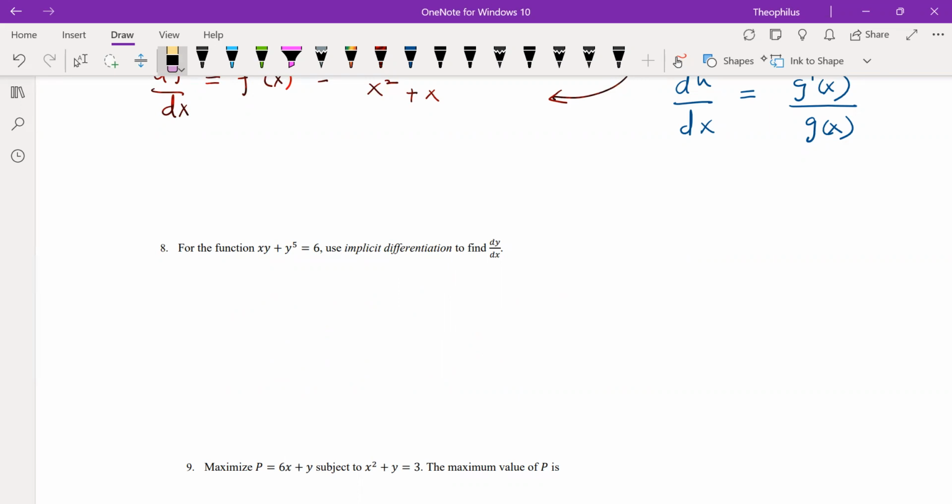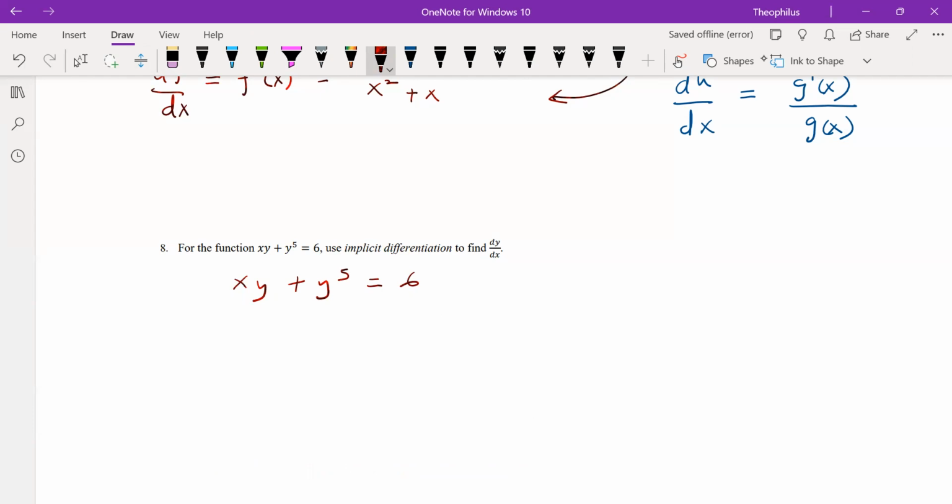All right, so with problem 8, we are using implicit differentiation. So to do that, the main problem is xy plus y to the power 5 equal to 6. Now, since we are using implicit differentiation, for us to differentiate this, we need to apply the product rule here.